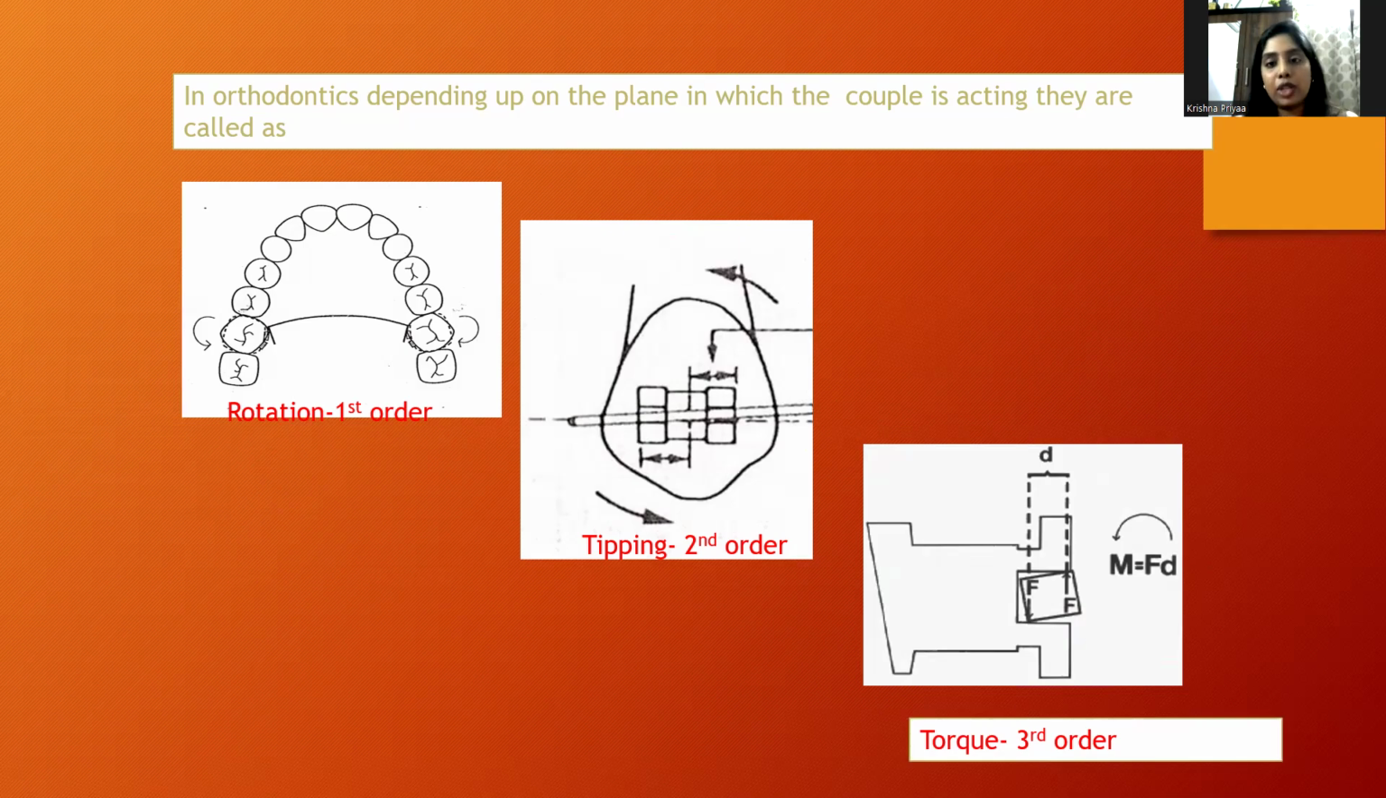Okay. First is rotation. As now we saw, when couple is two forces of equal magnitude acting parallel to each other in non-collinear manner. So if it is rotation, it is first order. Rotation meaning it is connected to the adjacent tooth of the same arch or something. Tipping meaning it is concerned onto the same tooth. It is happening between the wing of the brackets. And torque meaning it is happening between the wire and the bracket of a given tooth. So it may be different areas, but the moment of couple is the same concept.